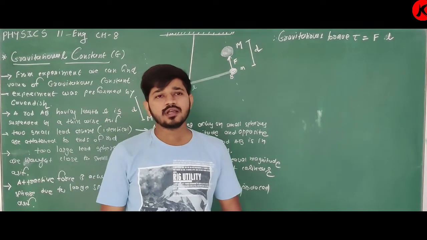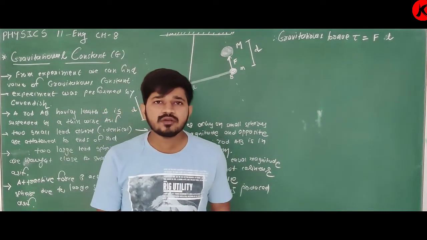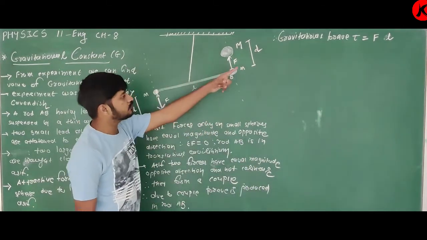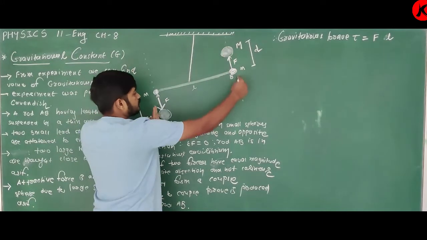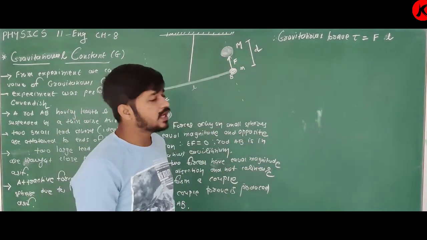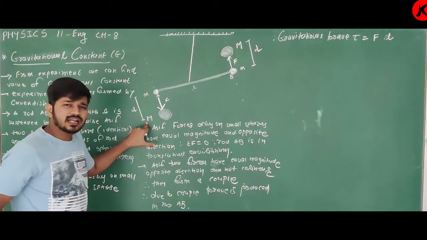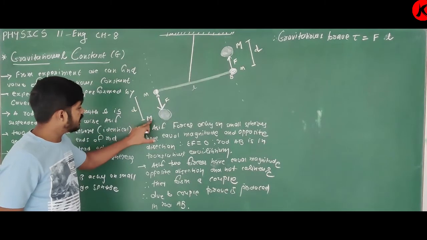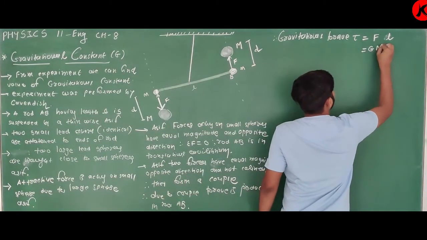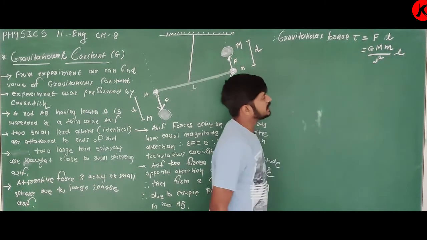How? Remember, due to a couple, torque is equal to the magnitude of any one force into the perpendicular distance between them. The magnitude of any one force is F. And what is the distance between these two forces? It is L. So yes, torque is F into L. Now what is F? It is the force between the small and large sphere, so F is equal to G M m upon d square. Here it is L.